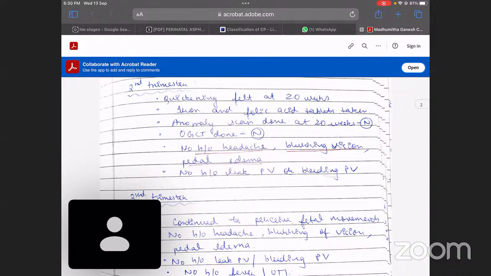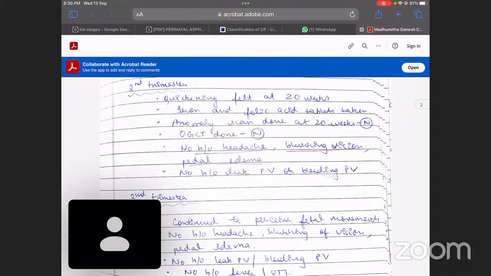Okay, iron and folic acid tablet. Okay, anomaly scan done at 20 weeks. Okay, what is this OGCT? OGCT is the oral glucose challenge test. When is it done? Yeah, you tell that. Done at 20 weeks? Okay, 20 to even 24 weeks. It's not standard.